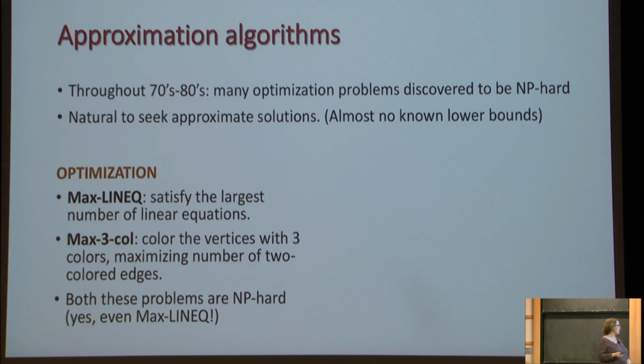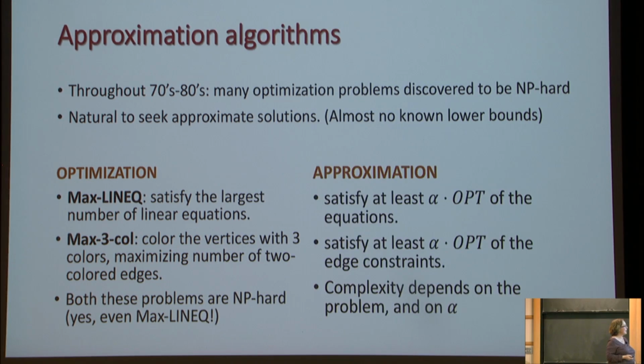It turns out that both of these problems are NP-hard, even the one with the linear equations. And so you can think about approximation. What is approximation? Instead of trying to find the maximal number of satisfied linear equations, you are okay with finding an assignment that satisfies some alpha fraction of this maximal number. And the same for coloring: instead of coloring the vertices so that a maximal number of edges are happy, find something that's at least an alpha fraction. And you can expect that the complexity of this problem depends, of course, on the problem and also on alpha.